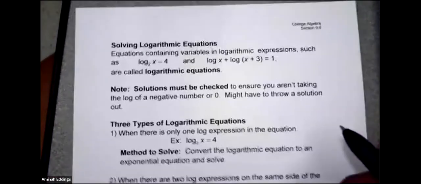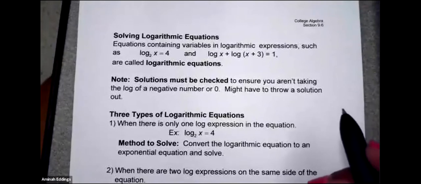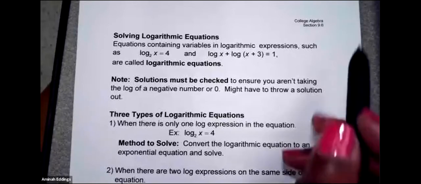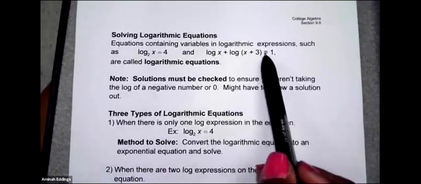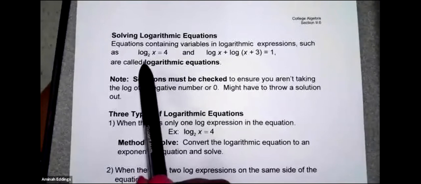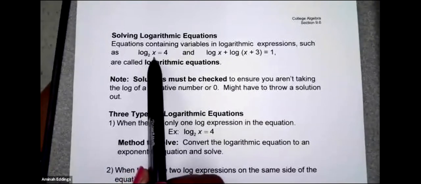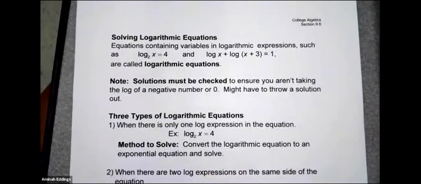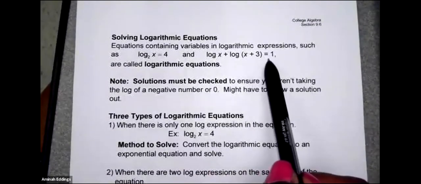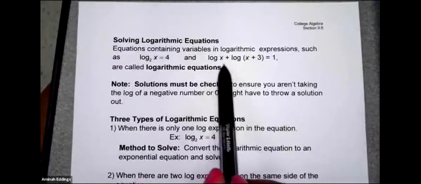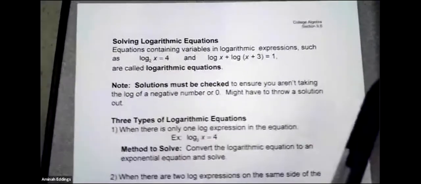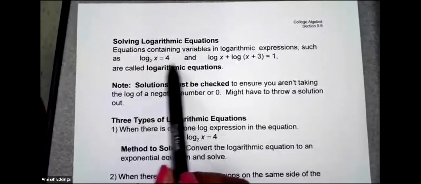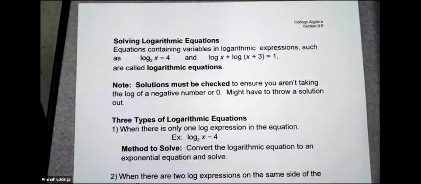So a logarithmic equation is an equation in which we have variables in our logarithmic expression. So examples would be log base 2 of x equals 4, and log x plus log of x plus 3 is equal to 1. Both of these are logarithmic equations because we have a logarithm, we have an equal sign, and our variable is in our expression, okay?